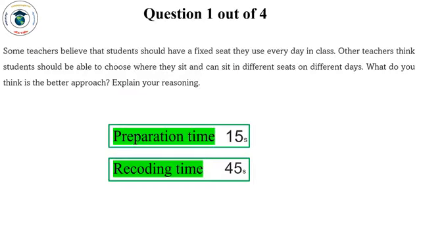Some teachers believe that students should have a fixed seat they use every day in class. Other teachers think students should be able to choose where they sit and can sit in different seats on different days. What do you think is the better approach? Explain your reasoning.